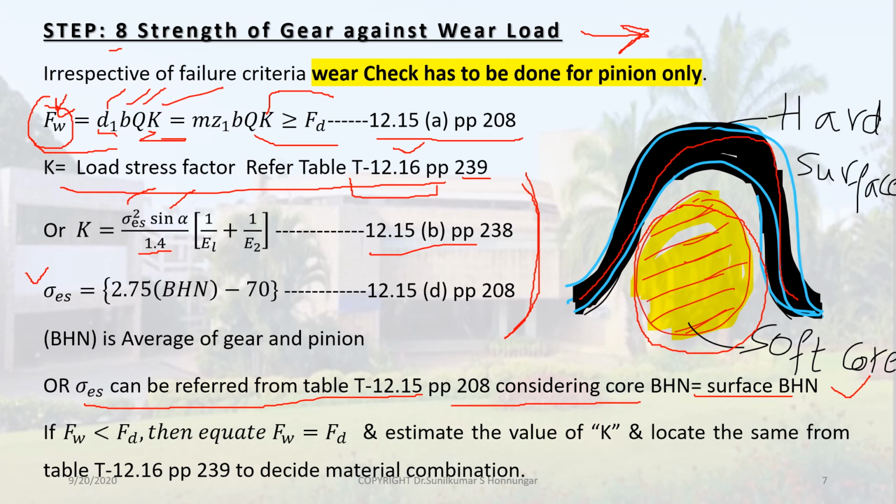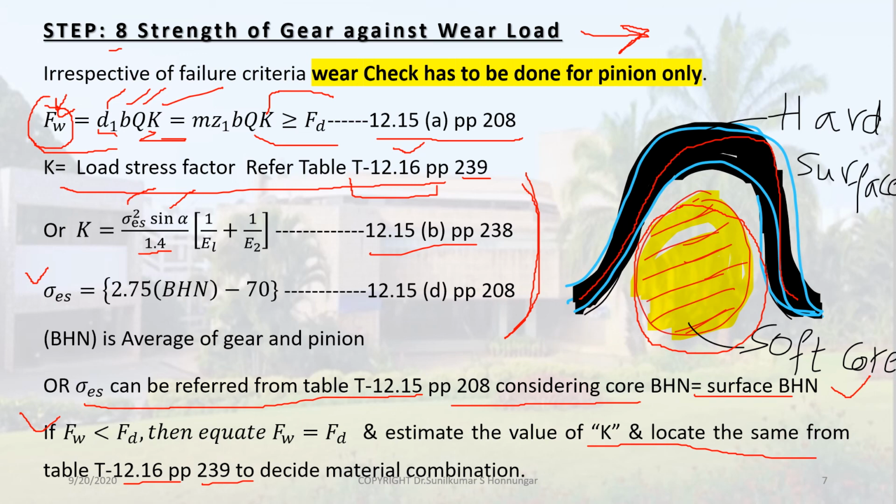Suppose this condition is there, that is FW is less than FD. So what you have to do? Substitute FW equal to FD. That is, FD is the dynamic load you have found out previously; you substitute that, and then find the value of K. That value of K you have to locate from table 12.16, page 239, and decide the material combination. Please go through that table, that material combination, pinion and then gear. They have given the combination, like cast iron, steel, or steel and cast iron. You have to choose that combination by knowing the value of K.